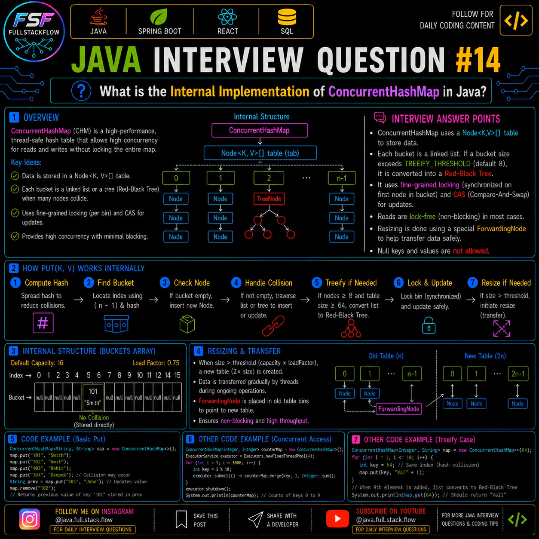Imagine a shopping mall with only one entrance. Even if people want to go to different shops, everyone has to wait in the same line. That's exactly how Hashtable works. ConcurrentHashMap solves this problem. Instead of locking the entire map, it locks only the required bucket. That's why it provides high performance with thread safety. ConcurrentHashMap is a thread safe implementation of HashMap that allows multiple threads to read and write data simultaneously without locking the entire map.